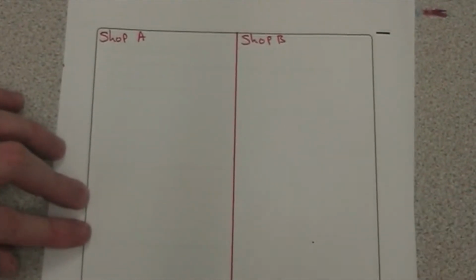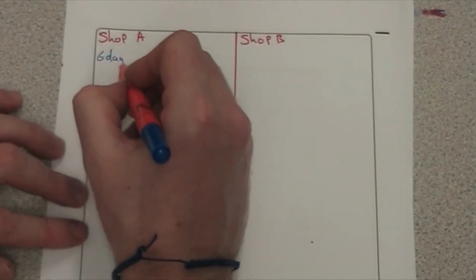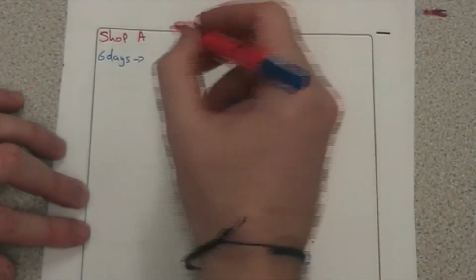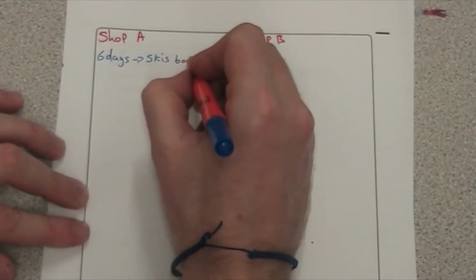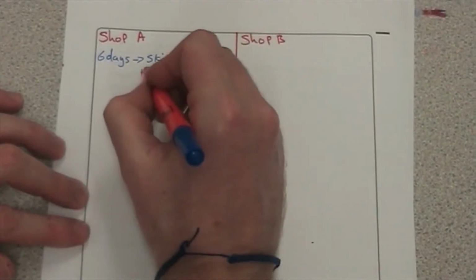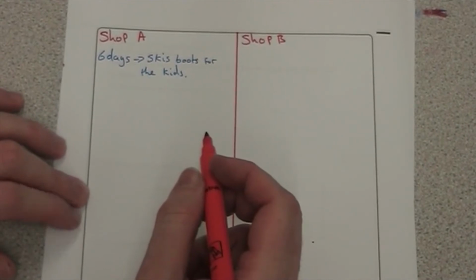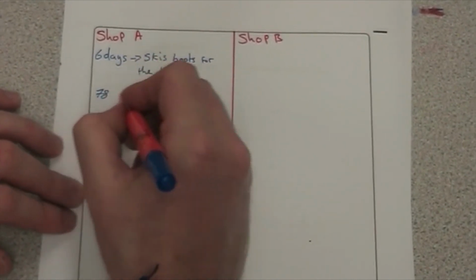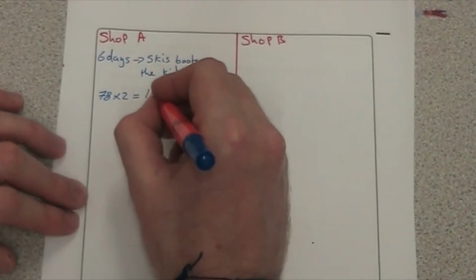And using the information they give us in the question, we're going to answer this question. So, first thing they tell us is that they're going for 6 days. And we need to know the cost of 6 days of skis and boots for the children. So from our tables, we can see that shop A hires skis for children for 6 days for 78 euros. But because there are 2 children, we can times this by 2, and this will give us 156 euros.